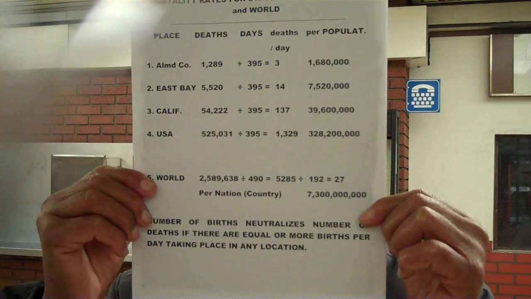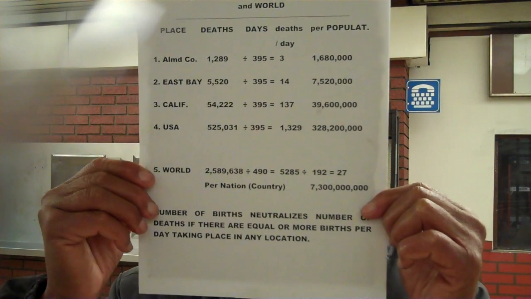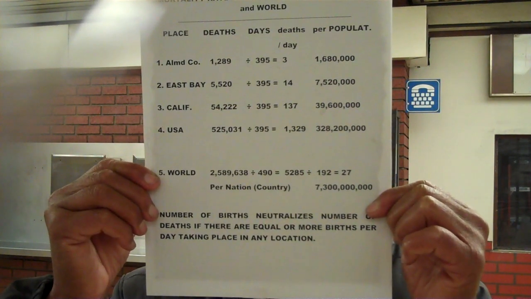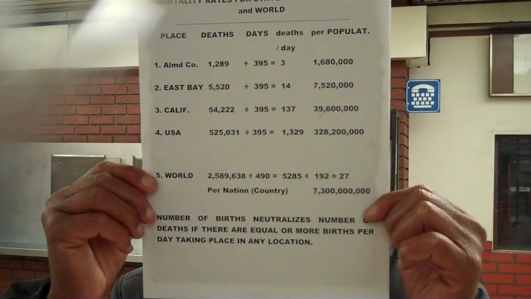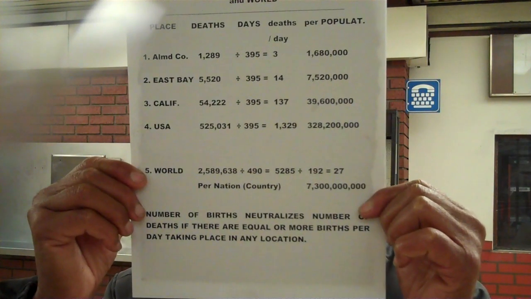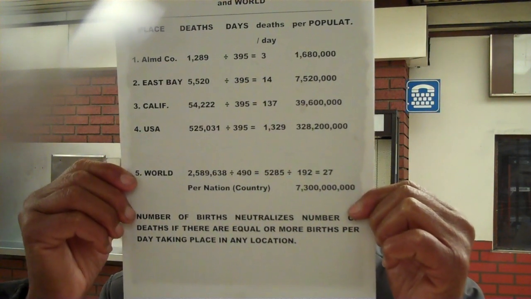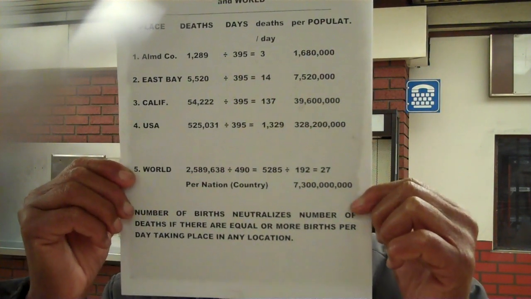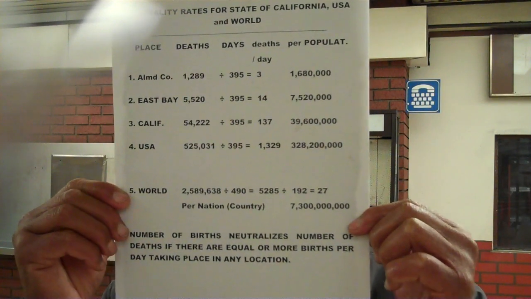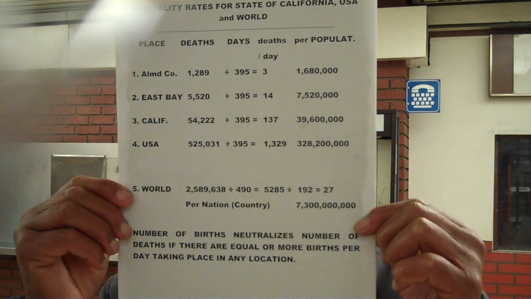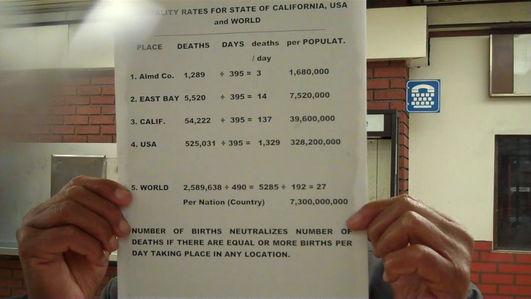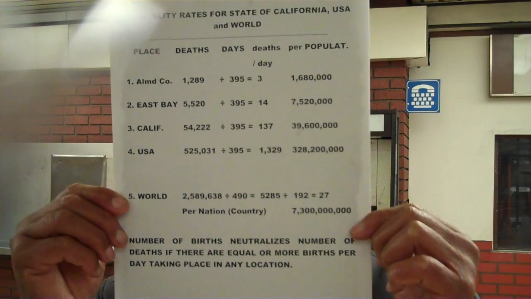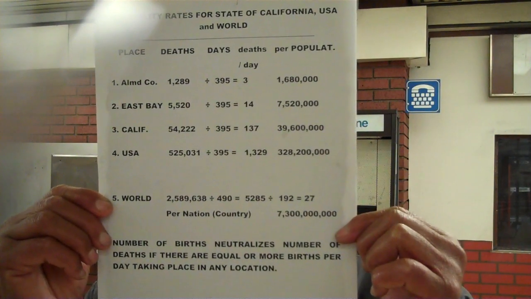7,300,000,000. 27 deaths per day per country out of a population of 7,300,000,000 humans. The number of births neutralizes the number of deaths to 0 if there are equal or more births per day taking place in any location.